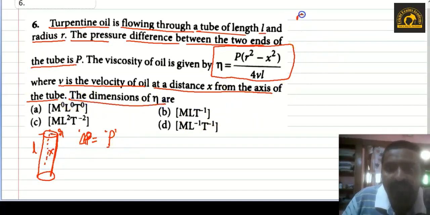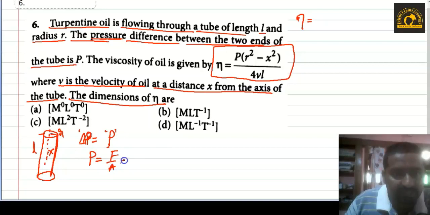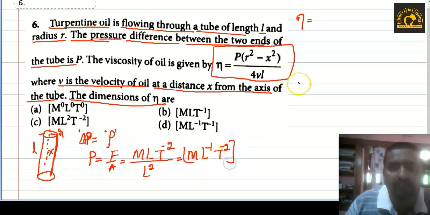So now eta is equal to... P means pressure, it is given. The dimensional formula for pressure is force by area, that is M L T^-2, mass into acceleration, divided by L². After simplifying, that is M L^-1 T^-2, that is the pressure. Then R is the radius, distance.